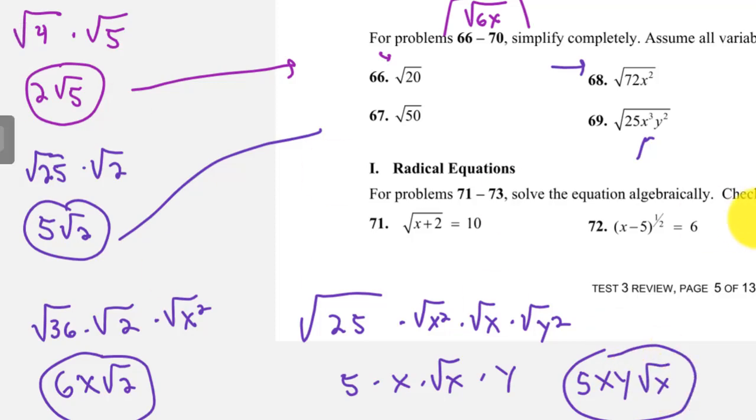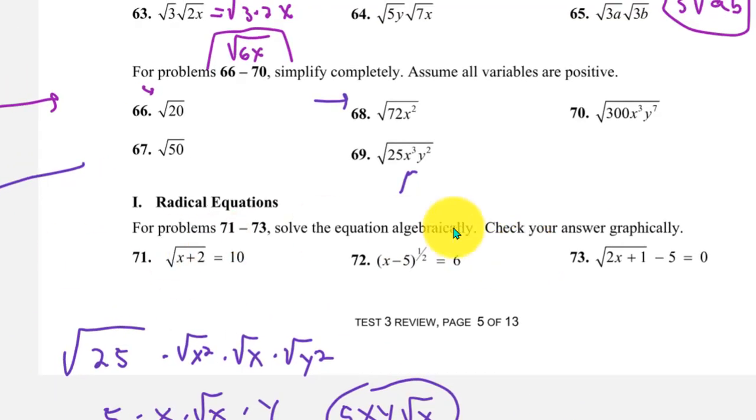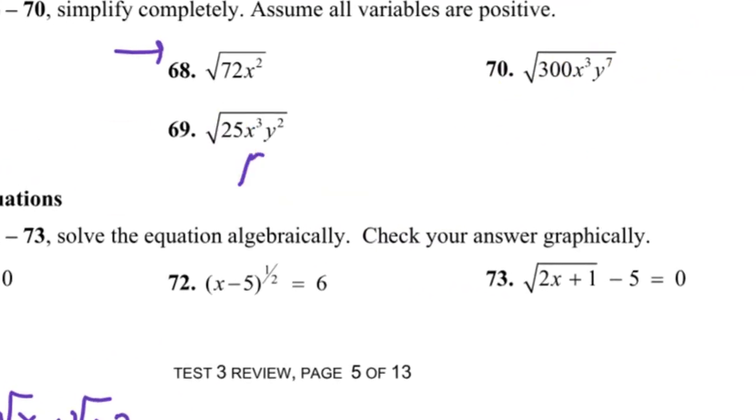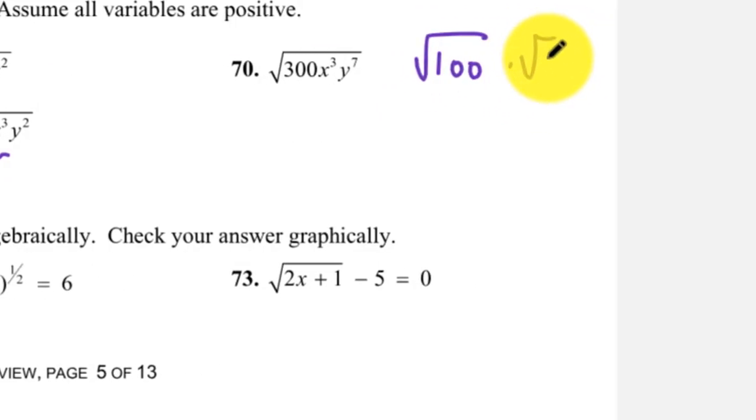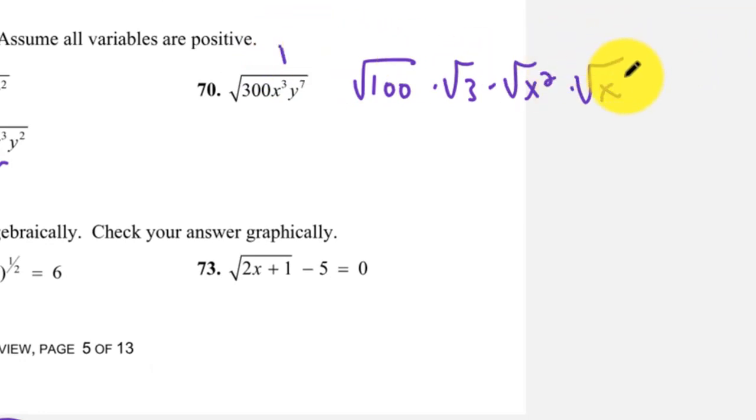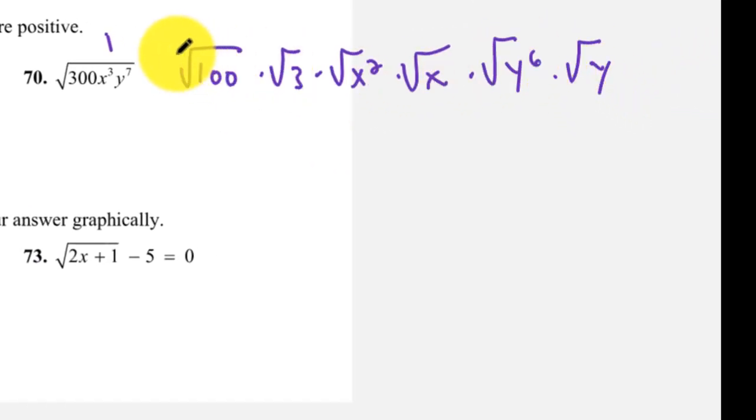Okay, one more to go, number 70. All right, so let's try to think of a big number we can use to break up 300. I'm thinking 3 times 100, so square root of 100 times the square root of 3 times the square root of x squared times the square root of x. That's how I get my x cubed. And then for y to the 7th, I'm going to write the square root of y to the 6th times the square root of just single y. That gets me y to the 7th.